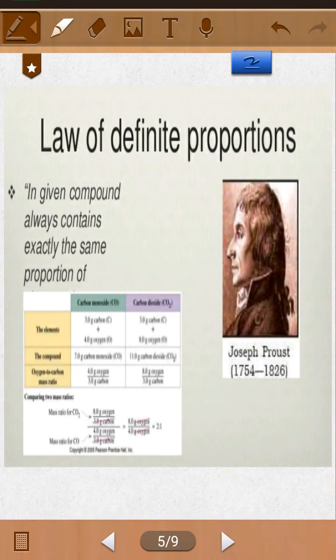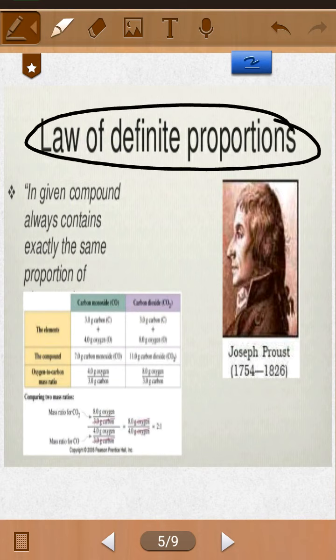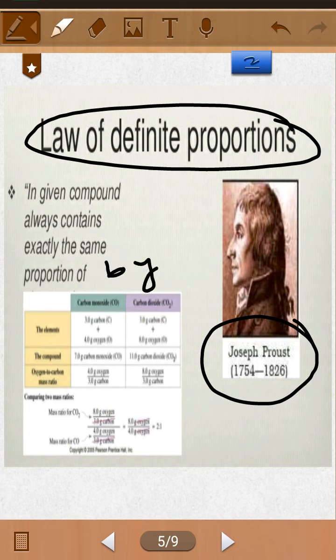The second law is the law of definite proportion. This law, discovered by the French chemist Proust, states that a chemical compound always contains the same elements combined together in the same proportion by mass.